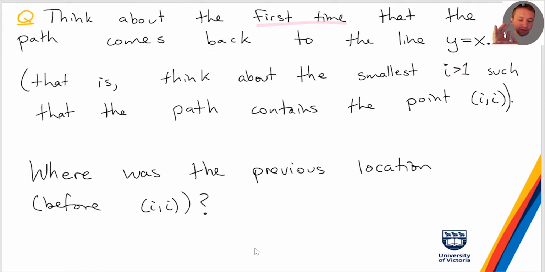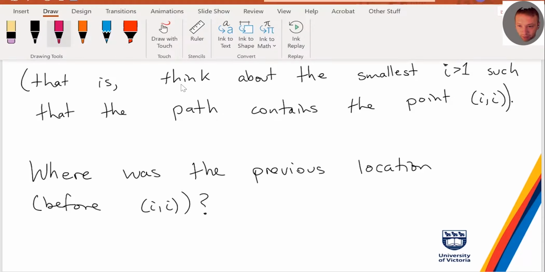But think about this. Imagine we follow the path. Of course, at the end, we end at (n,n), right? So there must exist a time when this path comes back to the y equals x line, because in particular, it comes back to the y equals x line at the end. But instead of looking at the end, let's look at the first time that the path comes back to the line y equals x. So it could be at the very last step, or it could be earlier. We don't know. But imagine the first time it comes back to the line y equals x. And let's say it comes back at the point I.